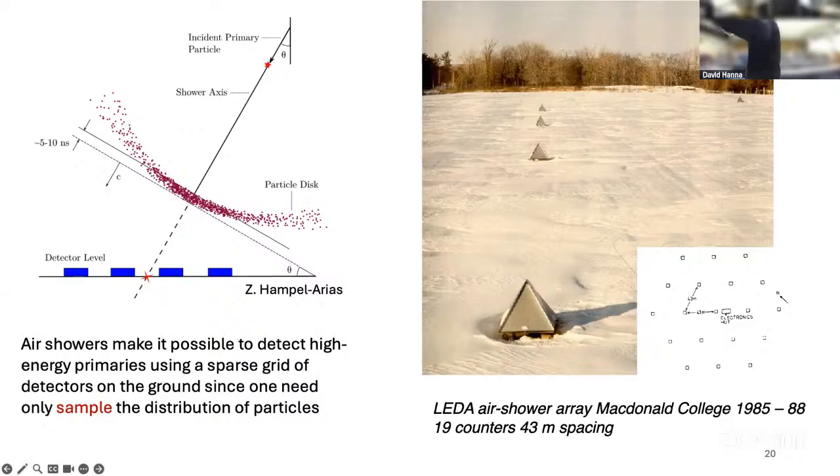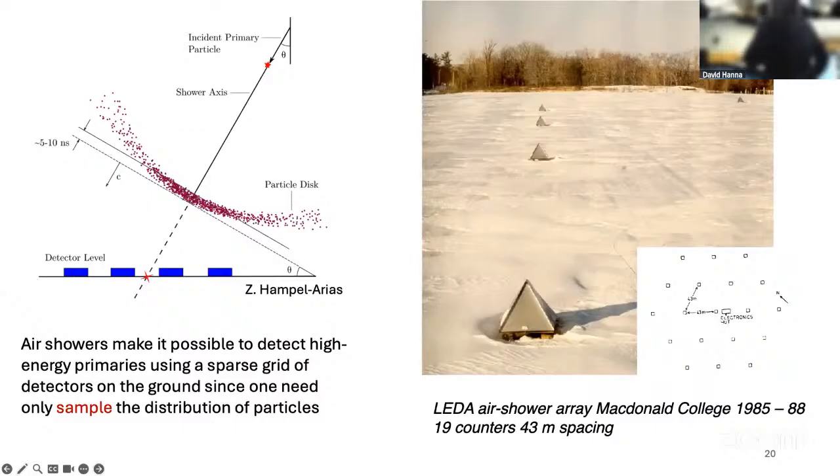By sampling it. The particles are all coming down in a thing called a disk, which is actually a little bit bent from the geometry of the situation. Those are the particles. They're coming down, they're hitting these counters here. And by measuring the charge deposited in the counter and the timing of the counter, you can actually find out what direction it came from and how much energy was in the shower, just because there are so many particles to help you do this.